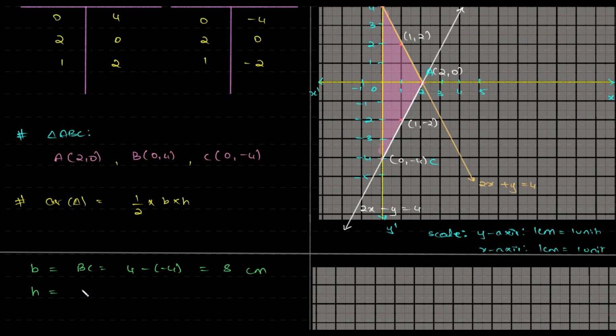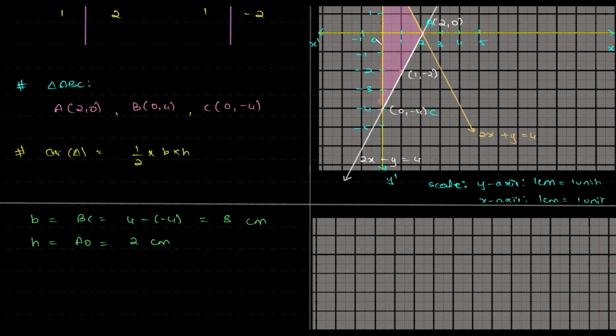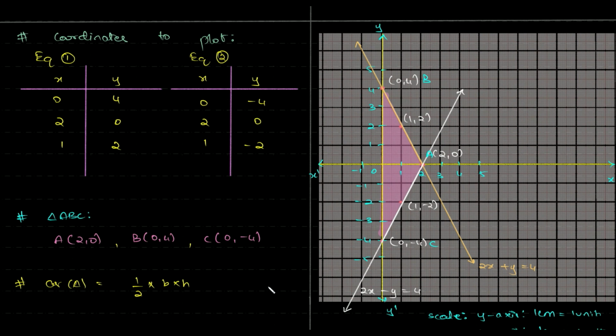And the height will be AO. O is your origin. So clearly the length is 2, so 2 centimeter, something like this. You don't have to write everything. Sometimes you can be smart and measure the length from there and write it over here. Not a big deal. So half of 2 into 8. So this is 8 centimeter square. Okay. Again, very simple question.